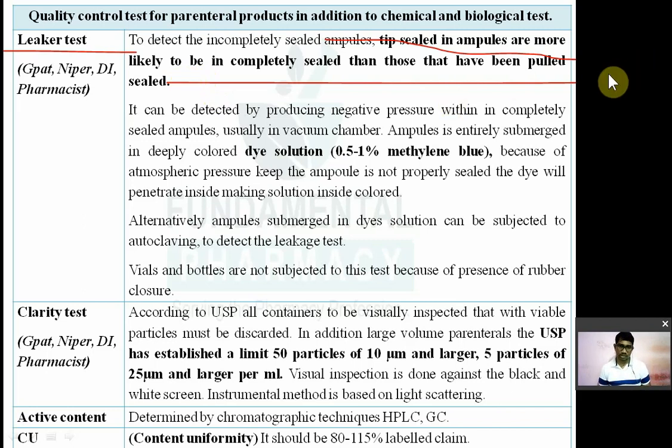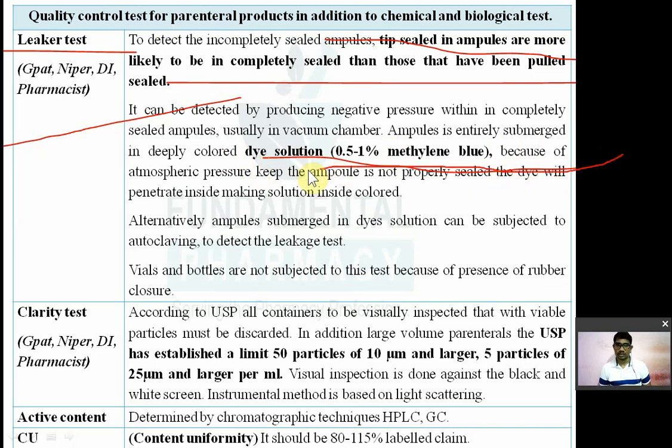Now it can be detected by producing a negative pressure within the incompletely sealed ampoules, usually in a vacuum chamber. You have to keep the ampoules in the vacuum chamber in a solution of dye. And what is the dye? A question has come on this. Methylene blue, 0.5 to 1% concentration of methylene blue in water is prepared, and that dye is used for the leakage test. The question has come: dye used in the leakage test of ampoule. That is methylene blue.